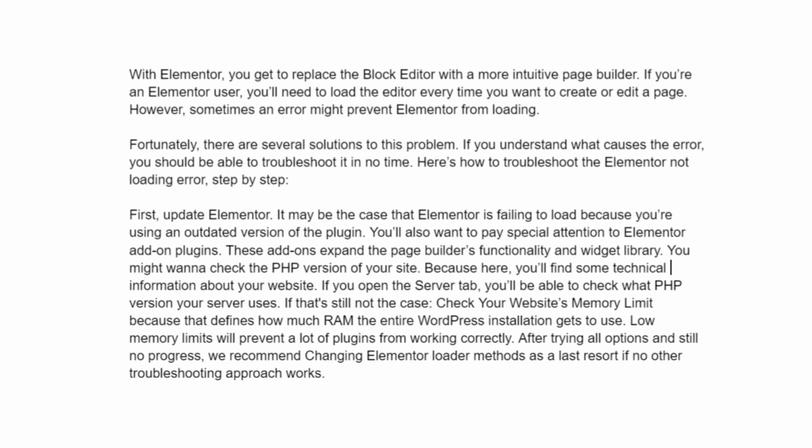You might want to check the PHP version of your site, because here you'll find some technical information about your website. If you open the Server tab, you'll be able to check what PHP version your server uses. If that's still not the case, check your website's memory limit because that defines how much RAM the entire WordPress installation gets to use. Low memory limits will prevent a lot of plugins from working correctly.